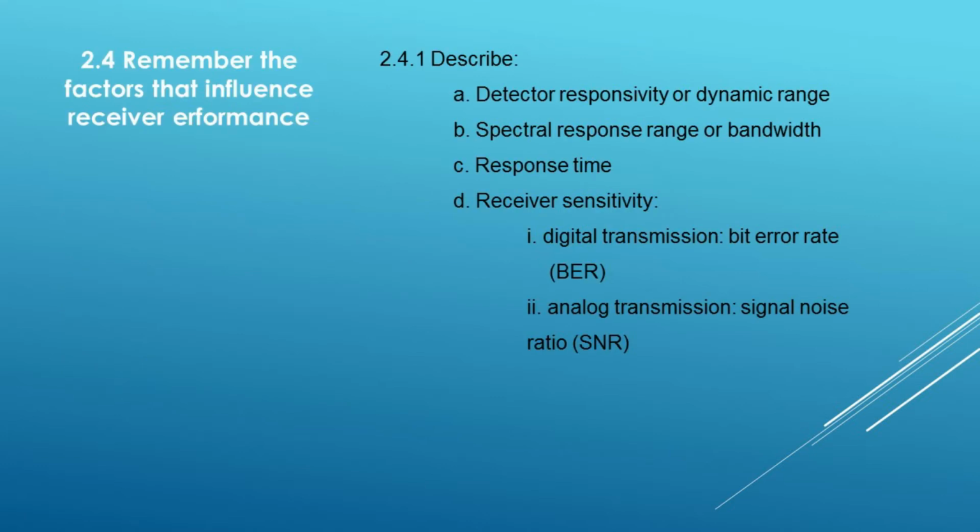Describe: A. Detector responsivity or dynamic range. B. Spectral response range or bandwidth. C. Response time. D. Receiver sensitivity. 1. Digital transmission bit error rate. 2. Analog transmission signal-to-noise ratio.